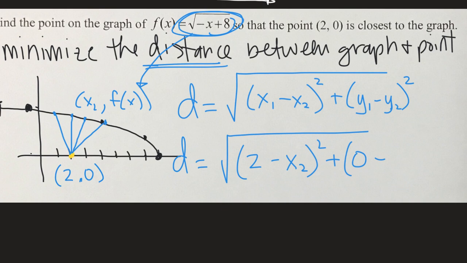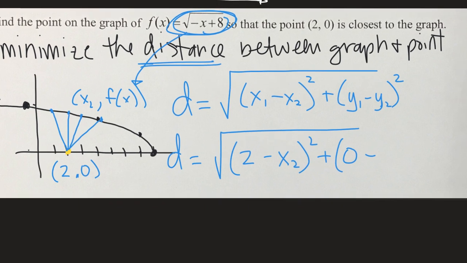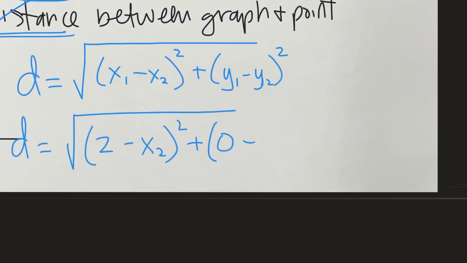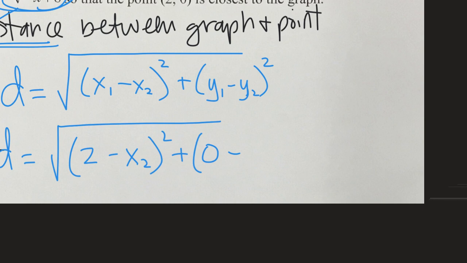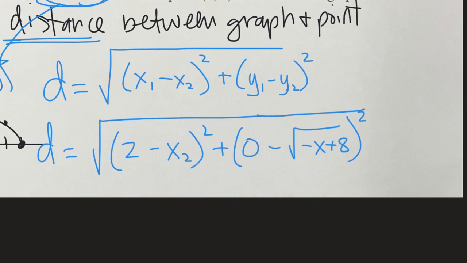Okay, we don't know exactly where the x is, but we do know what the y value is in terms of x. Remember, we can only have one variable in your equation. So that would be, let's see, root of negative x plus 8. That's your second y point, and we're going to square that. Okay, so now you have your algebra that we're going to have to solve this equation for x.